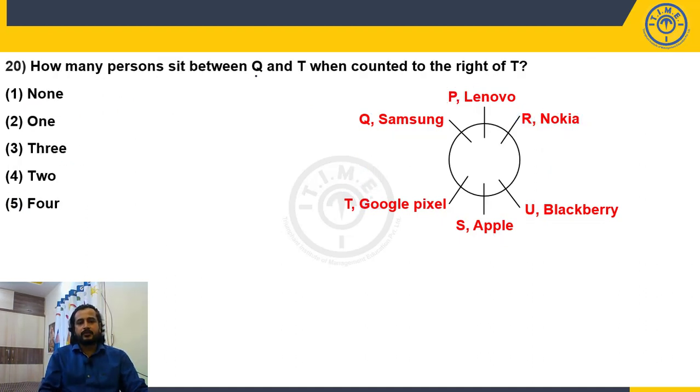How many persons sit between Q and T when counted to the right of T? So we need to count this side. 1, 2, 3, 4. Choice 5.